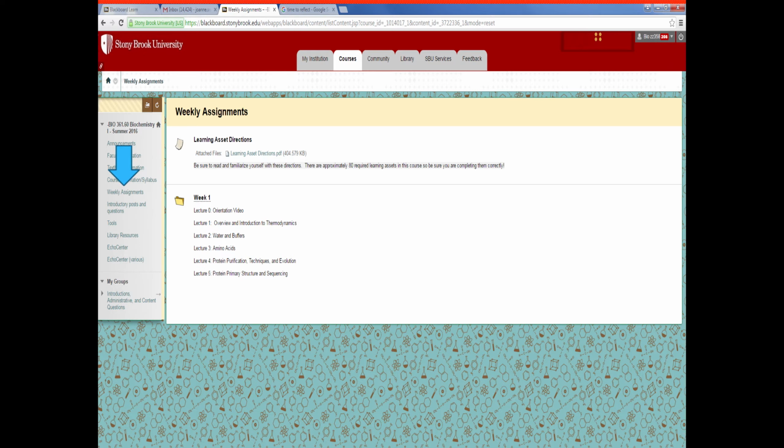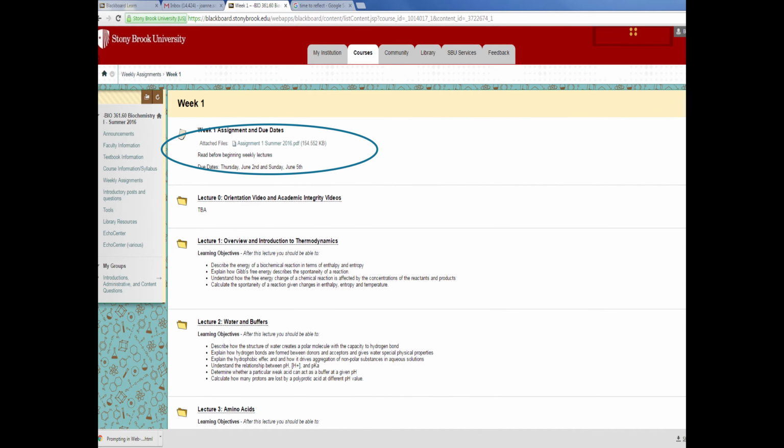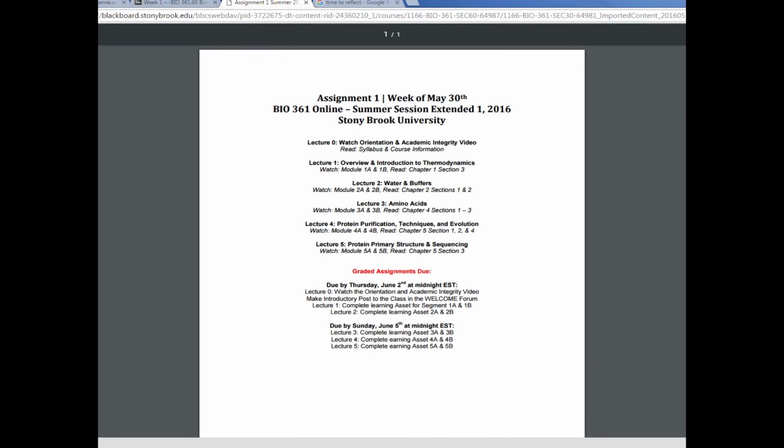Next, I'm going to go into weekly assignments to show you what you need to do each week. A new weekly assignment will always come up at the top each week on Monday morning. In the assignment, you will see at the very top the assignment for the week. If you open it, it will give you specific directions on exactly what you need to do. If you notice here for Lecture 1, it tells you to watch Modules 1A and 1B and what chapter to read in the textbook that corresponds with that lecture.